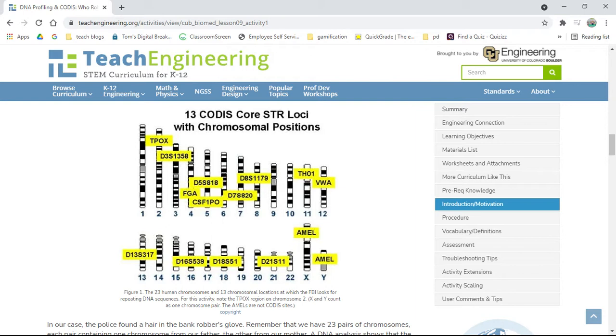Hey y'all, welcome to Forensics Lesson 7.2, which is how DNA gets used in forensics-ish, something like that. Anyway, what you're seeing on your screen here is some example pictures of DNA.